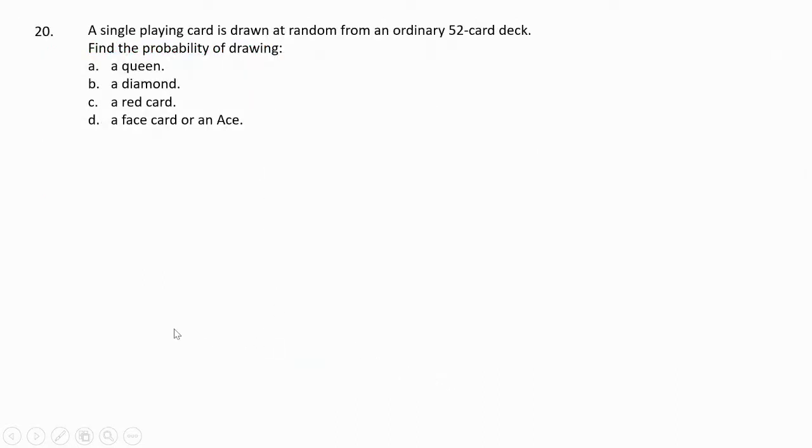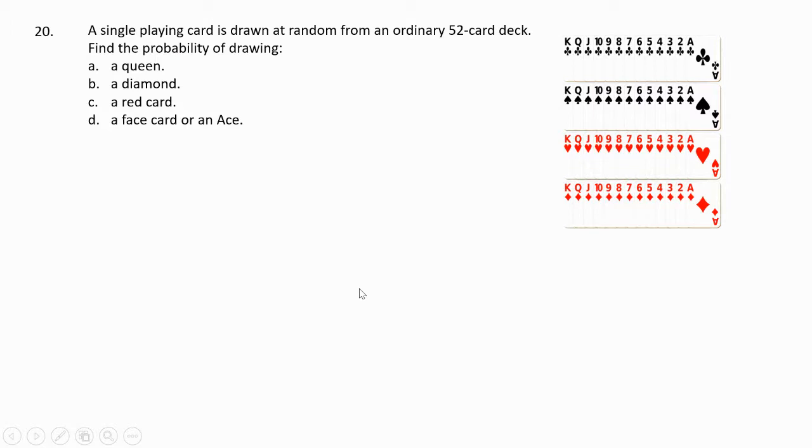Now, number 20. A single playing card is drawn at random from an ordinary deck of 52 cards. Find the probability of drawing a queen, a diamond, a red card, or a face card. So let's do this. When you play cards, there's 13 of each suit: 13 clubs, 13 spades, 13 hearts, and 13 diamonds, which is a total of 52. That's where the 52 comes from. If you notice, there's 26 black and 26 red.